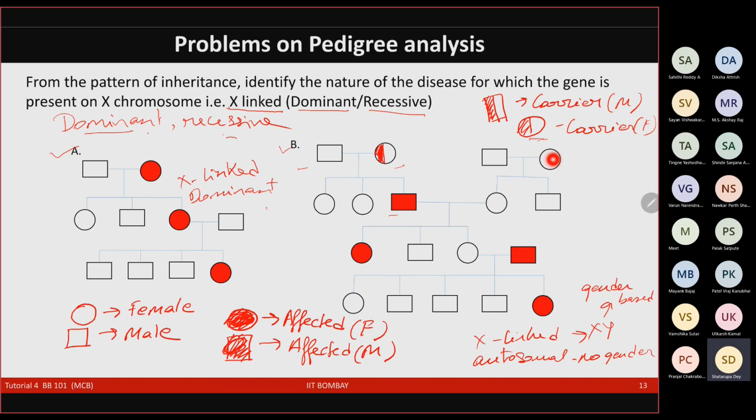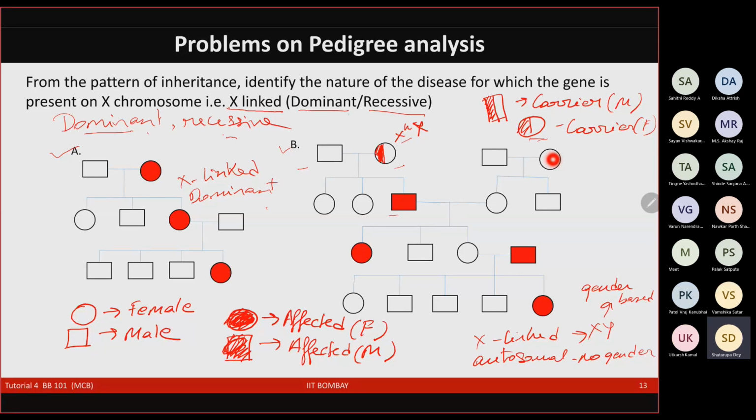The female is a carrier, so suppose the female genotype is this. Suppose this is the pedigree of hemophilia. So the female is X^H X^h, sorry, XXX. So this is the hemophilia gene. This is the recessive one. So the female is a carrier for this. The male is XY. So this affected male, he is X^h Y.